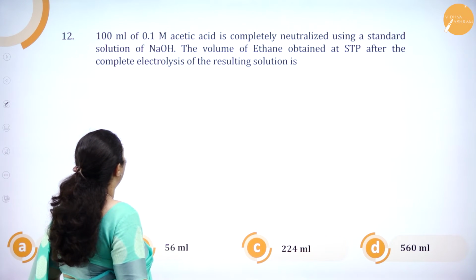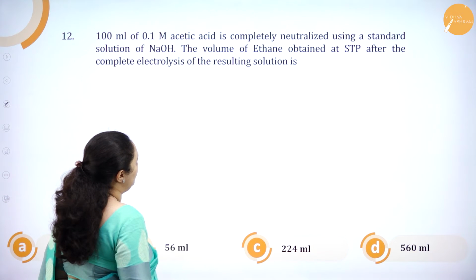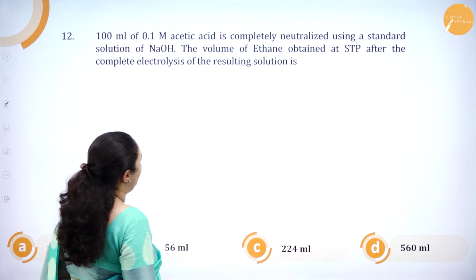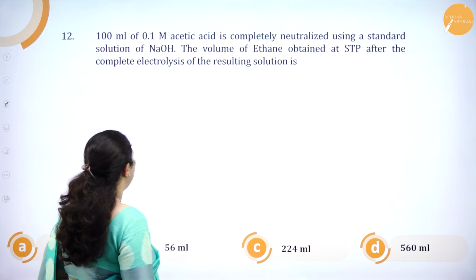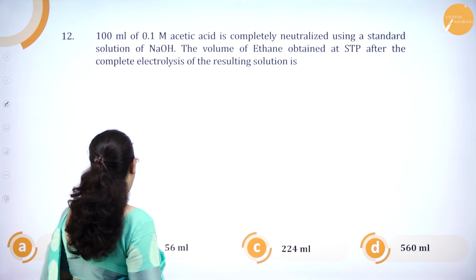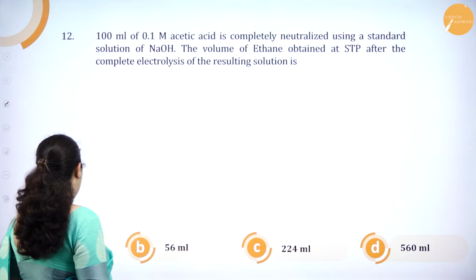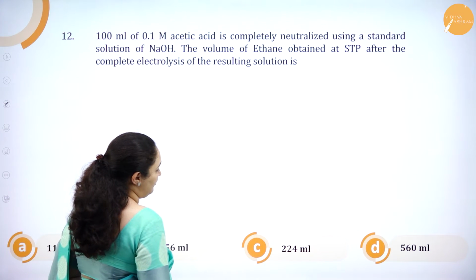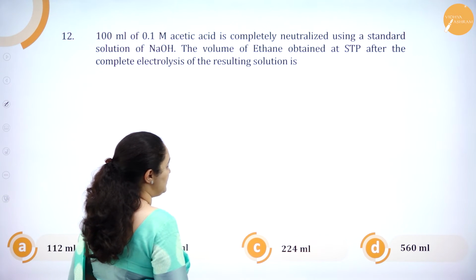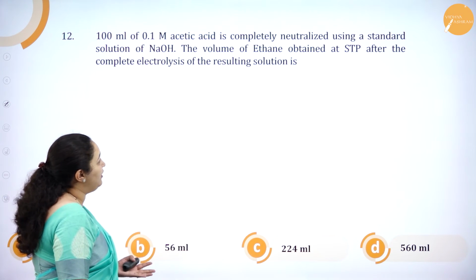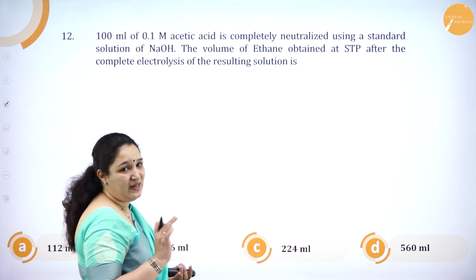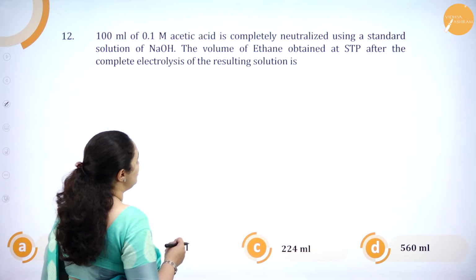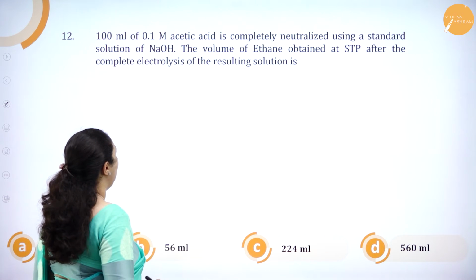100 ml of 0.1 molar acetic acid is completely neutralized using a standard solution of NaOH. The volume of ethane obtained at STP after the complete electrolysis of resulting solution is option A 112 ml, option B 56 ml, option C 224 ml, option D 560 ml. So we have to find out what is the volume of ethane which is obtained at STP.